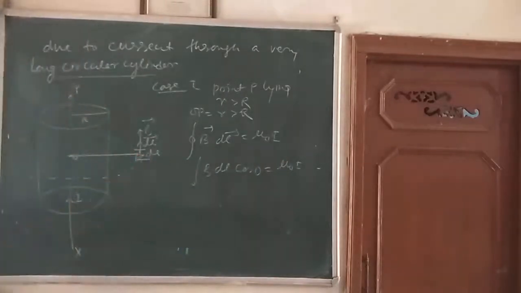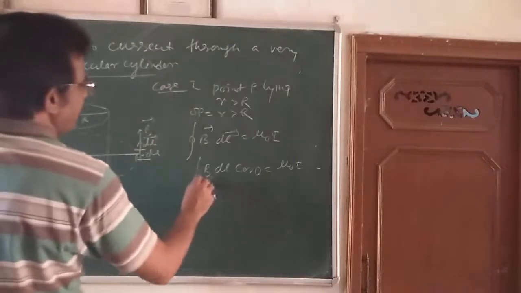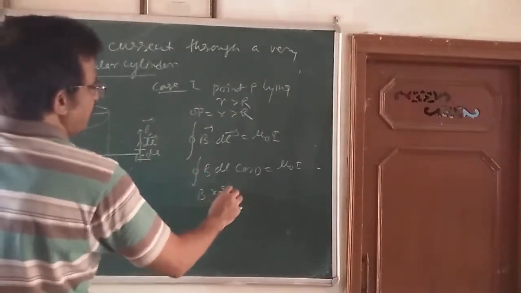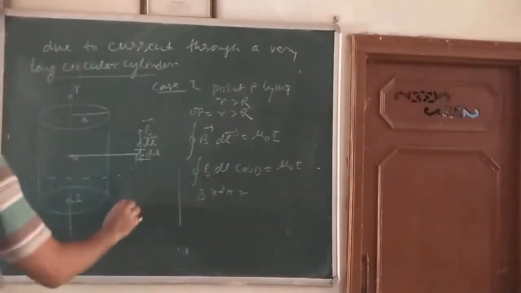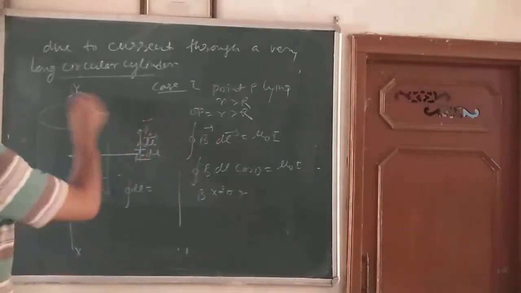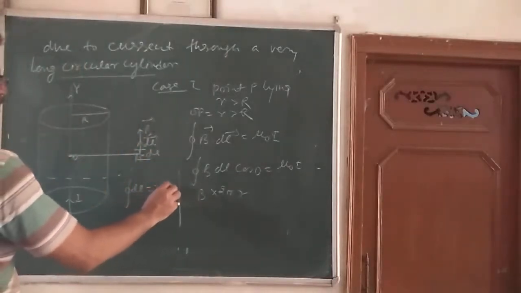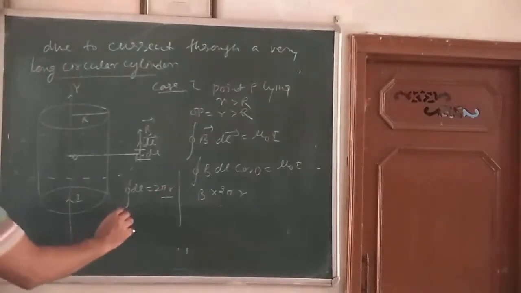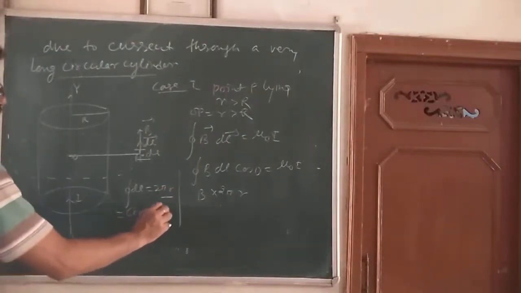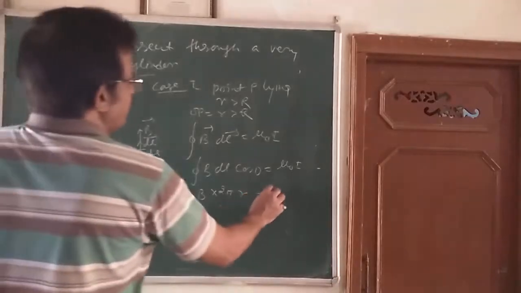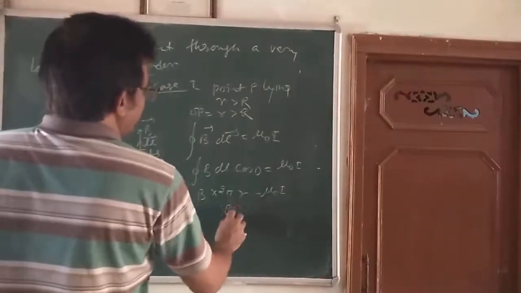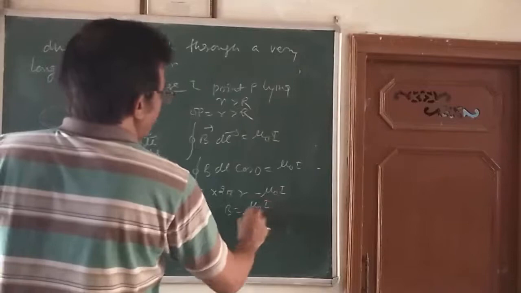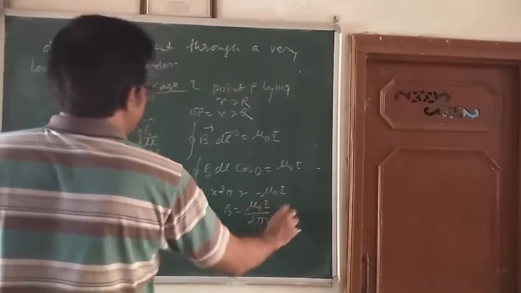B is constant, may be taken out. And integral of dl is the circumference of the circle, that is 2 pi r. Write it here. That is equal to mu naught I. So B comes out to be mu naught I upon 2 pi r. This is the result.